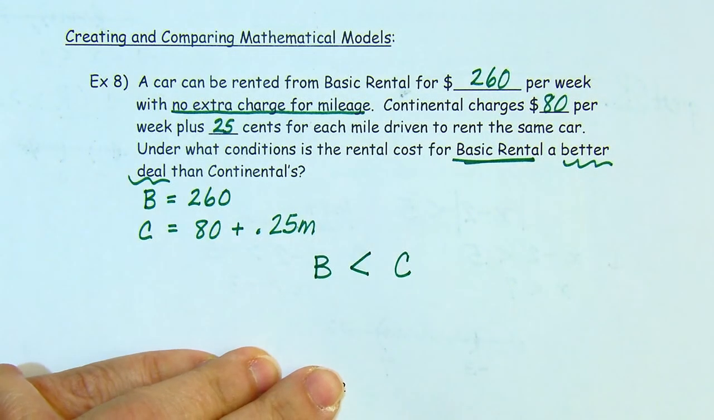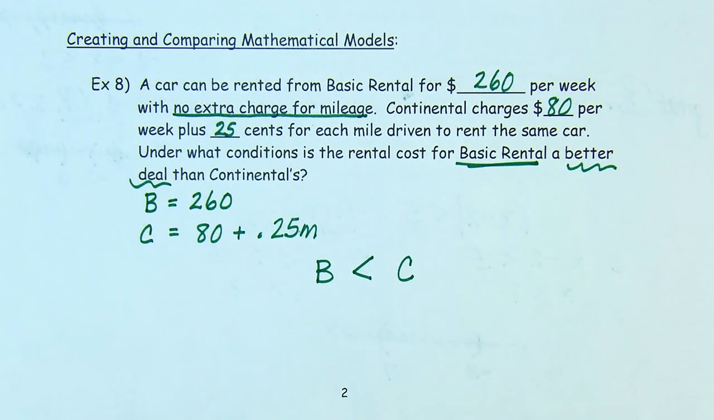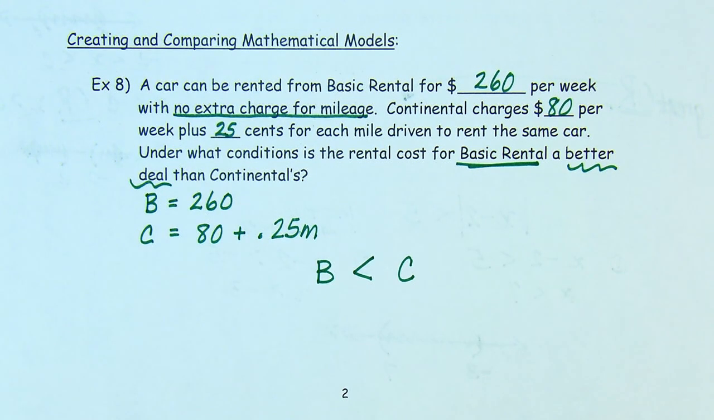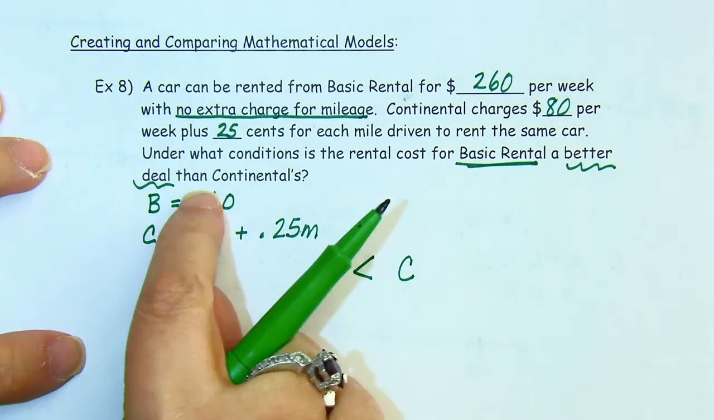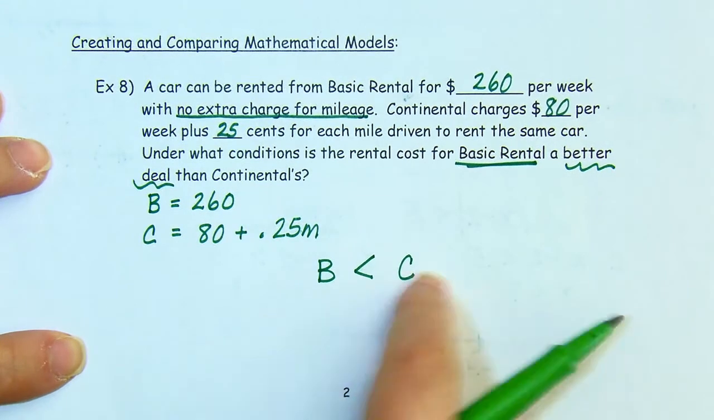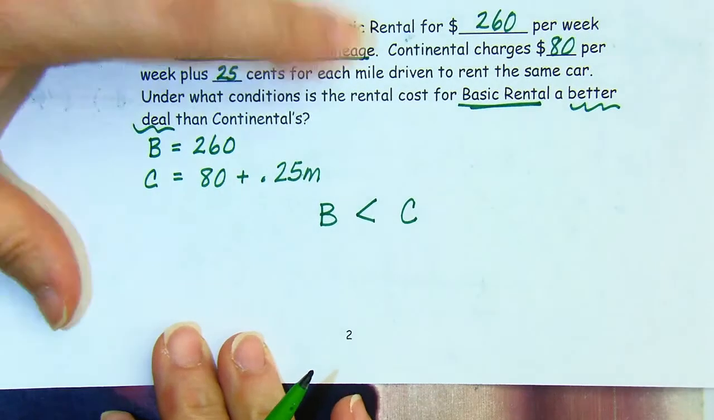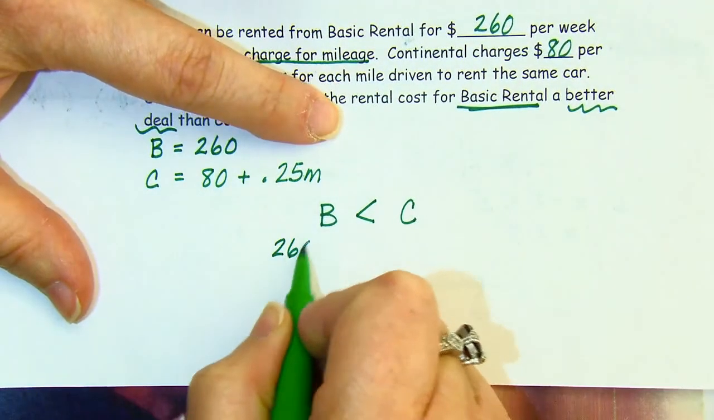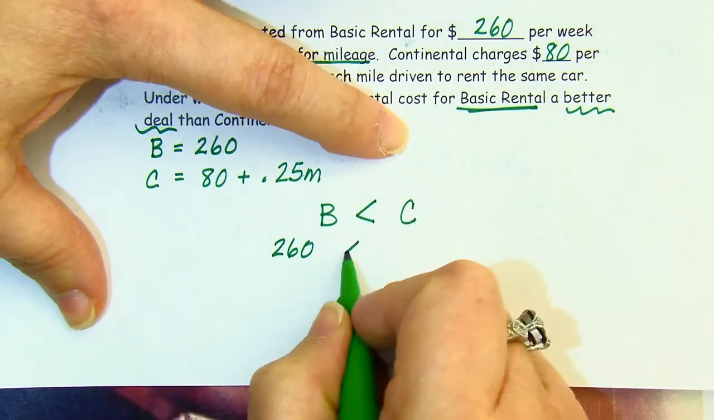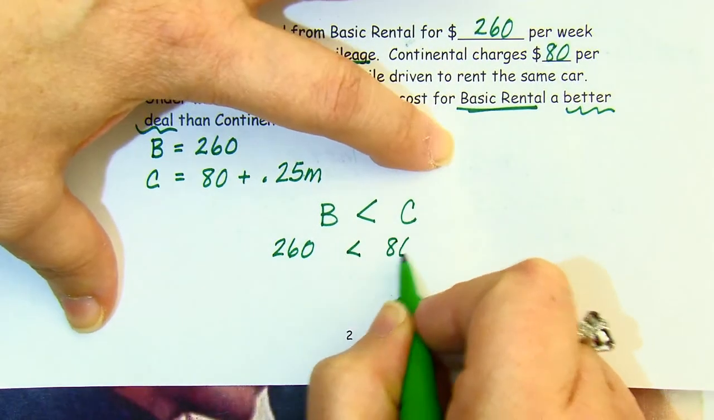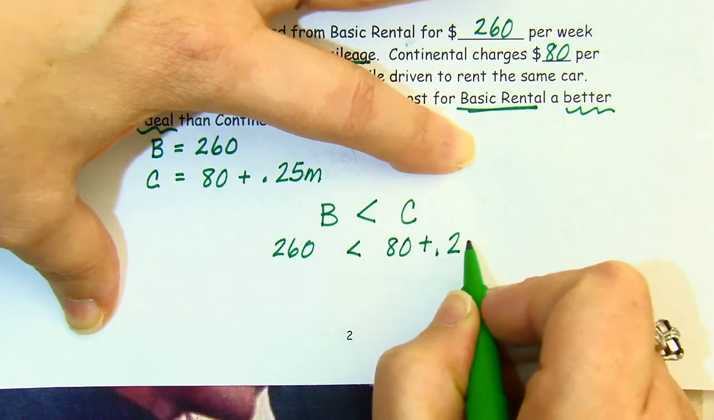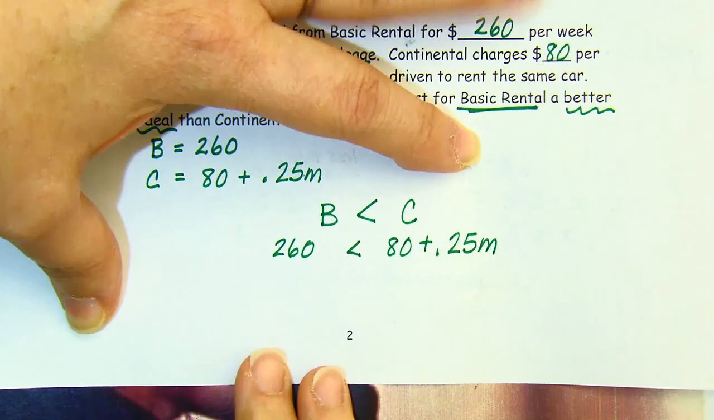Should I use the equal to? No, I should not use the equal to, and I'm hoping you said no, because if I use the equal to, then it's the same deal and not a better deal. Now I can take my models for the cost and substitute them into my verbal model right here. So I've got 260 less than 80 plus 0.25 M, M meaning miles.